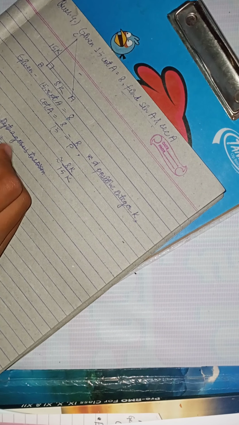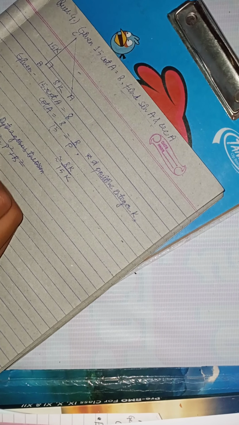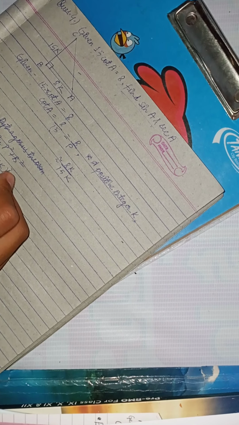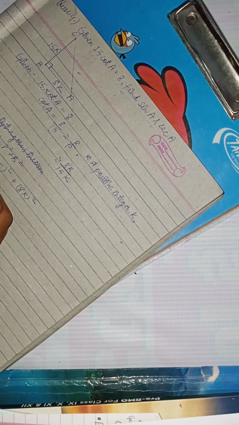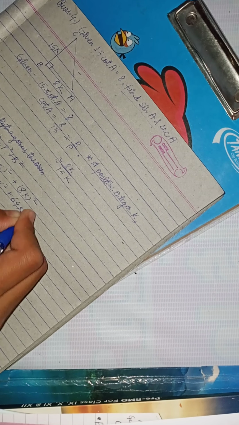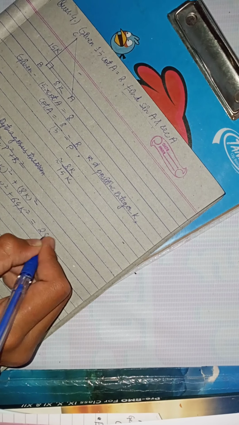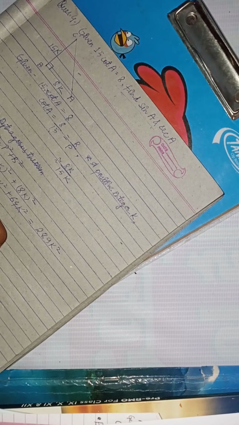H square equals p square plus b square. So here we have to find h square, and p square is 15k whole square plus 8k whole square, that will be 225k square plus 64k square, equivalent to 289k square. So h will equal 17k.